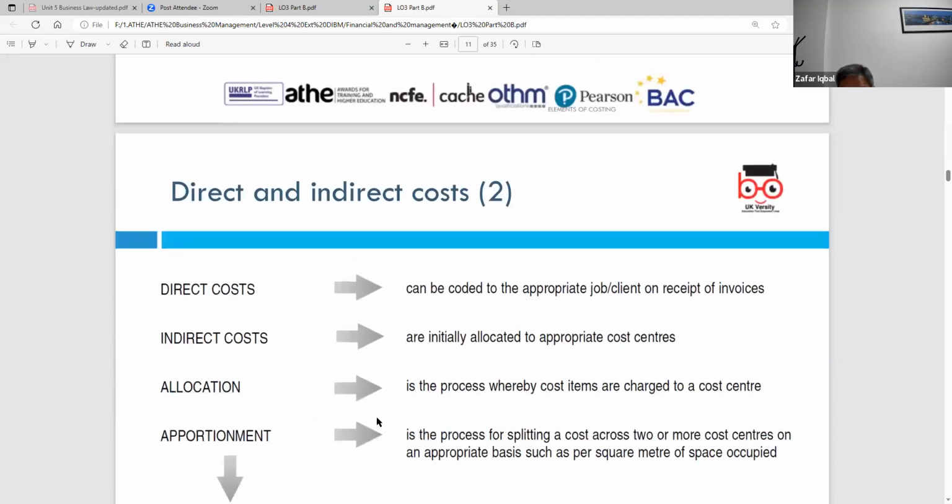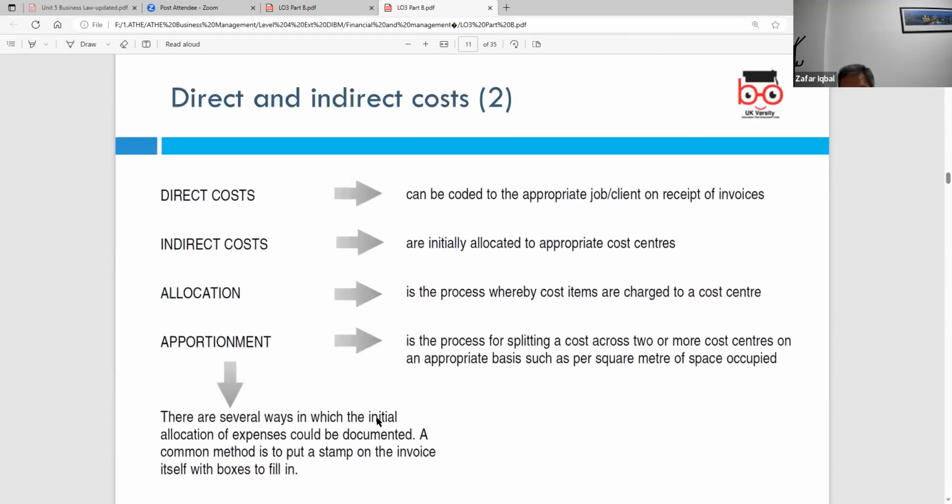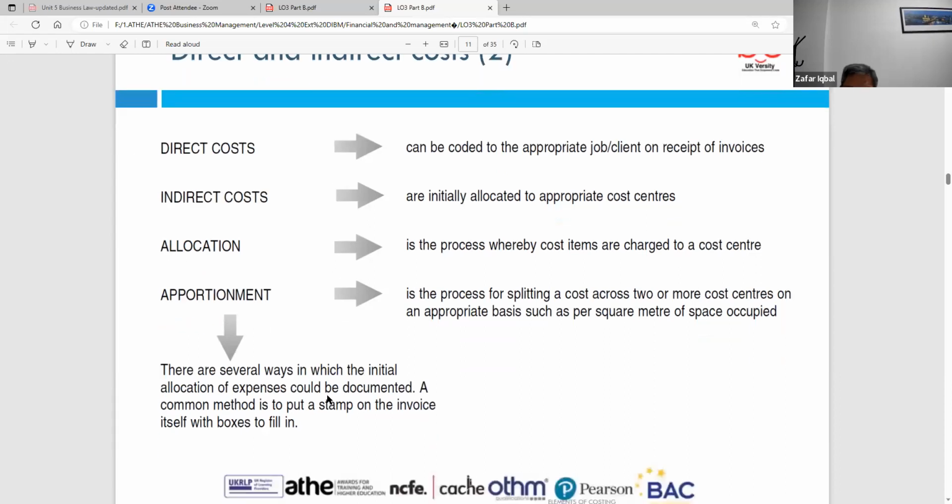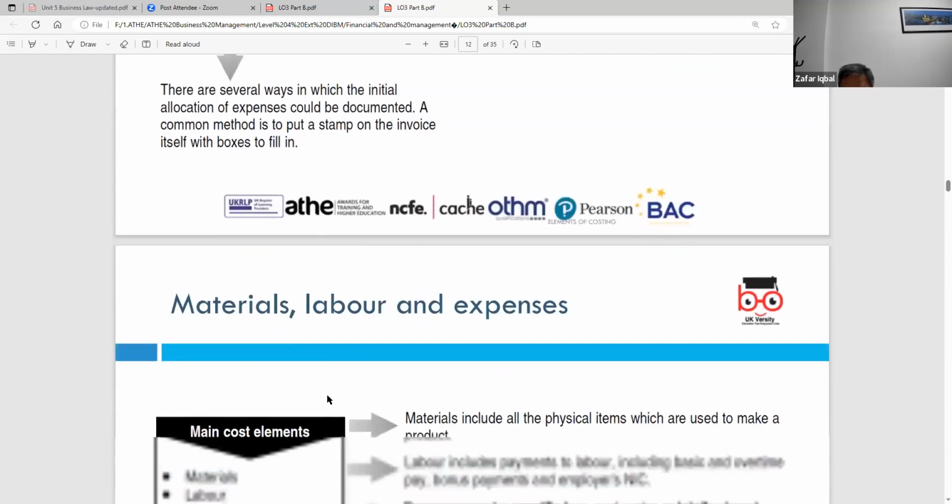Okay, and then we said there are allocation and apportionment. Apportionment is dividing the costs into smaller units and allocating them according to the centers. So if you have three centers, you give them a small portion of each cost. Allocation is a concept whereby all the costs are given to that particular department, and then they do what they like with it, okay? And they can be favorable or unfavorable, all of them. So that's what we talked about.